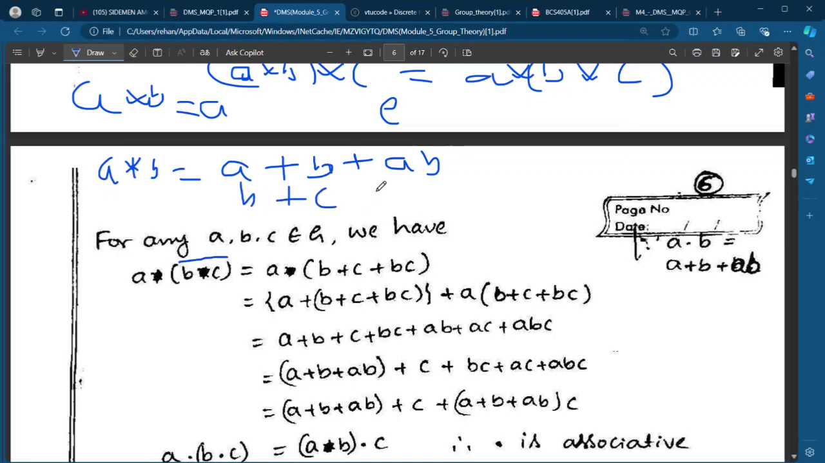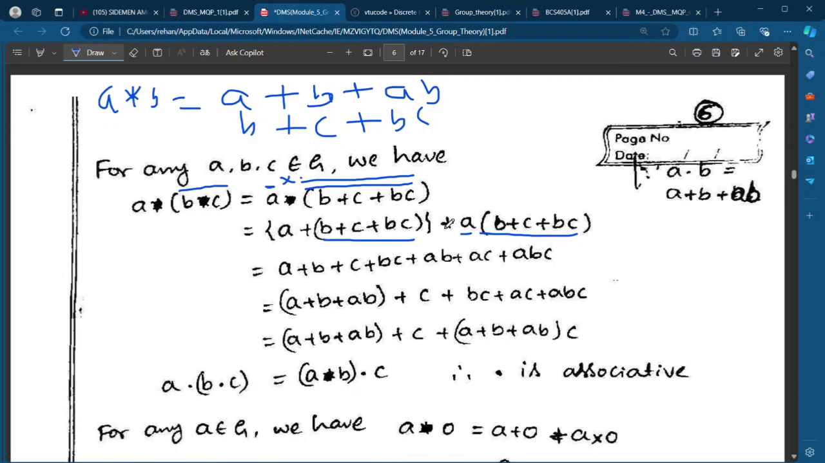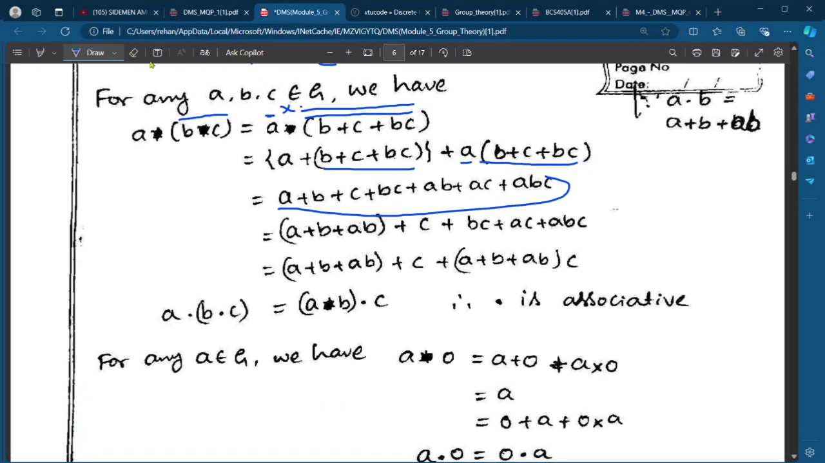Now in place of A star B, I have B star C. So it will be B plus C plus B into C. That's what they have written. Now this is my A and this is my B. So what I'll write: A plus B, this whole thing B plus C plus BC. Now you see what I'm doing: I'm just removing the brackets, and here I'm multiplying to get AB, AC, ABC.